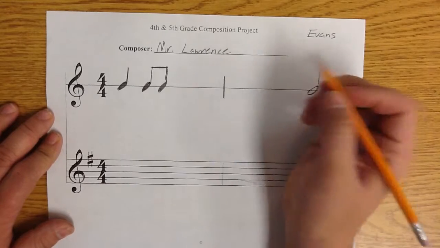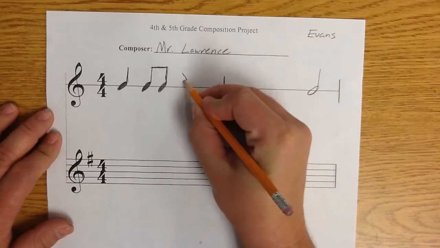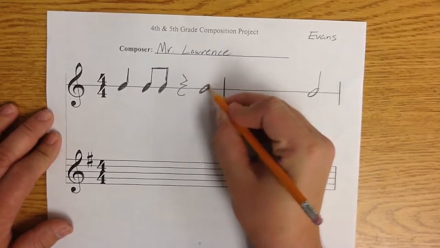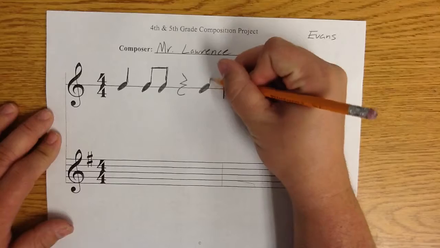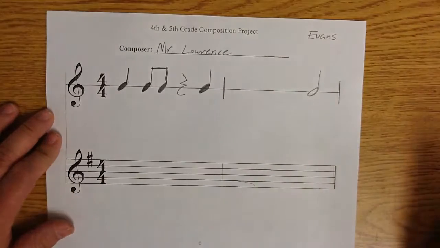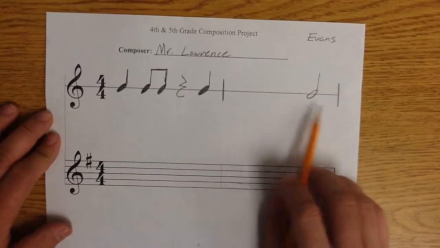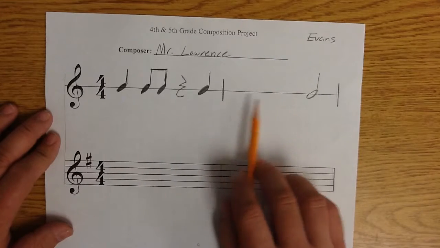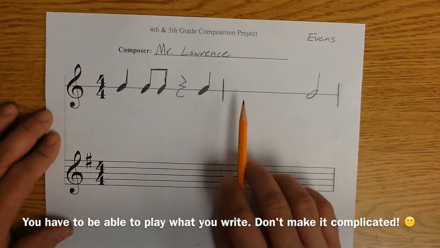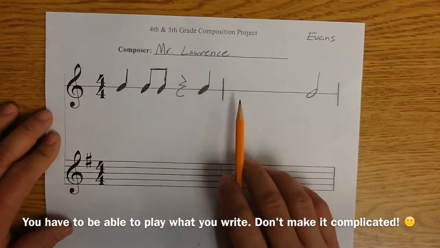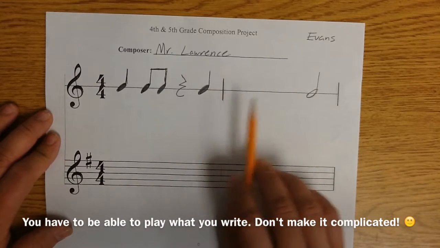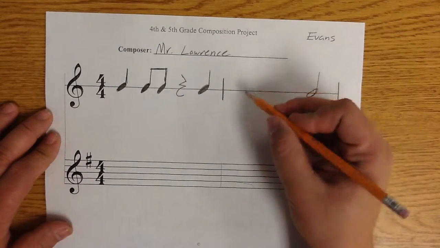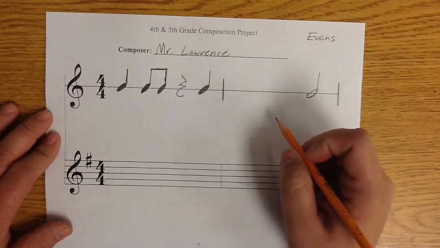Let's finish this measure off with a quarter rest, followed by another quarter note. Now in our next measure, we already have used 2 beats of time, so we need to use 2 more beats somewhere in here. Remember, you have to be able to play what you write, so don't make it complicated. I will finish this measure now.